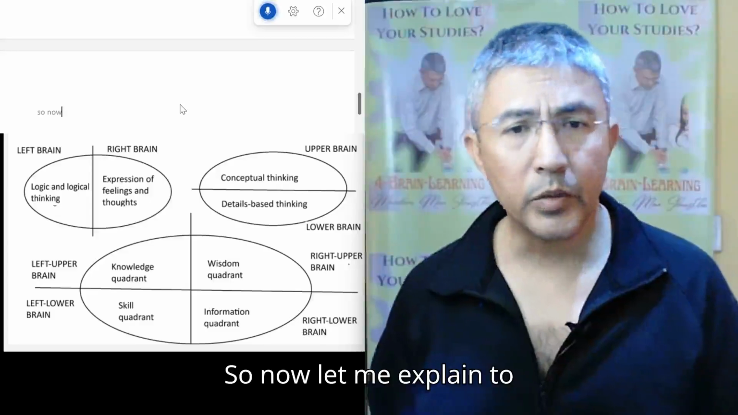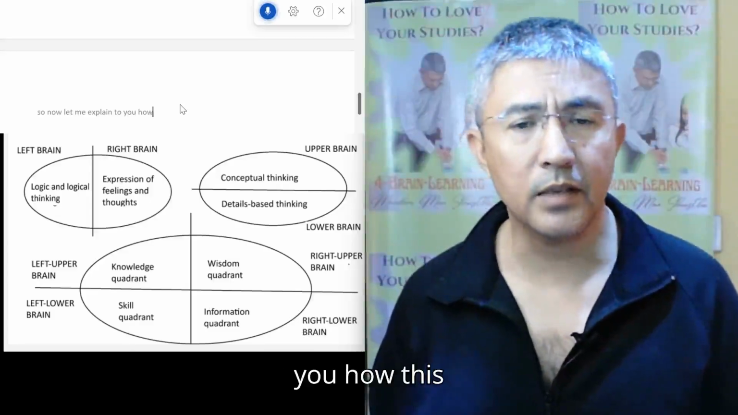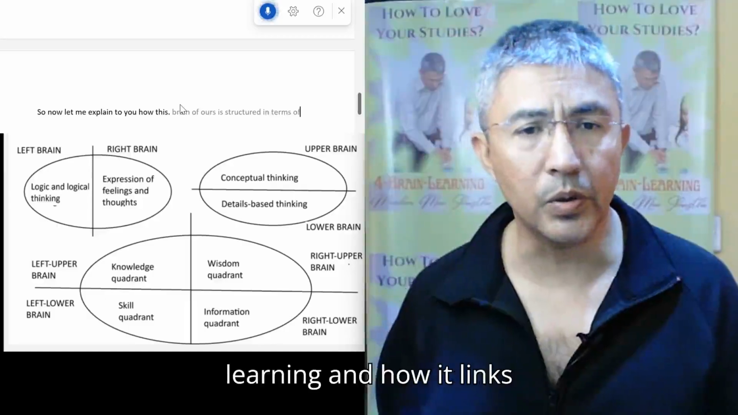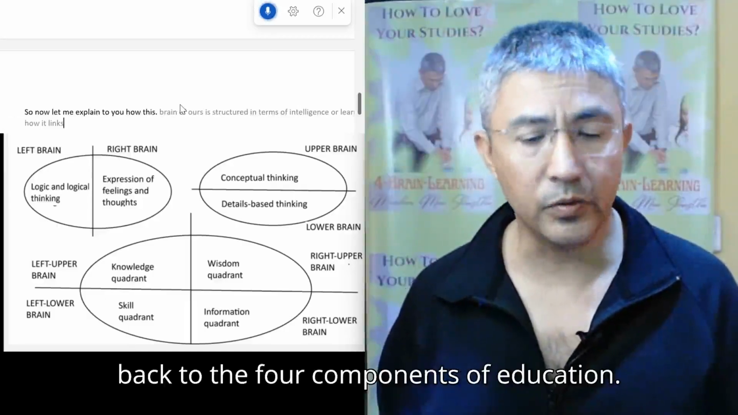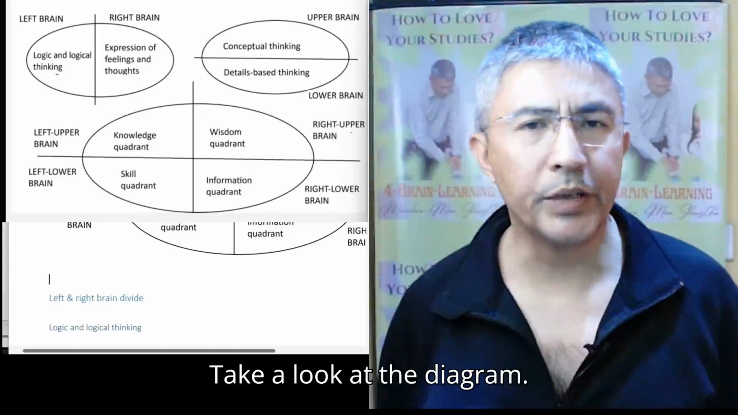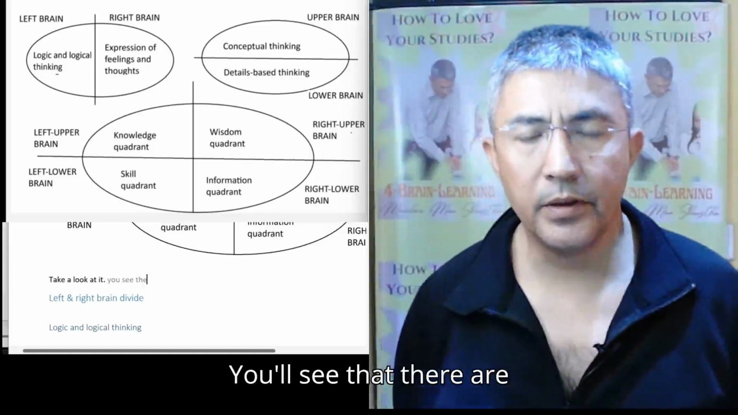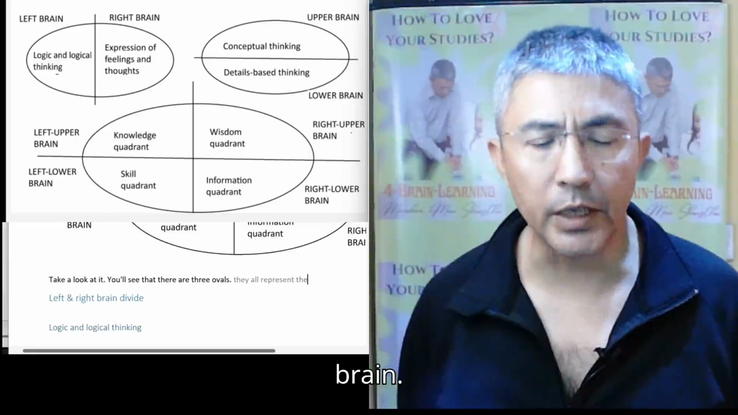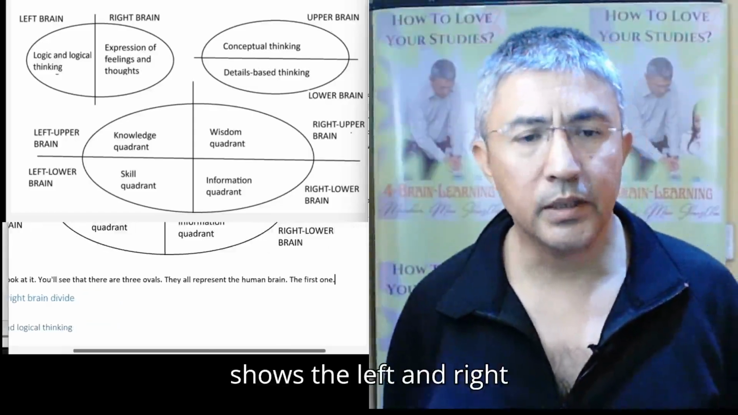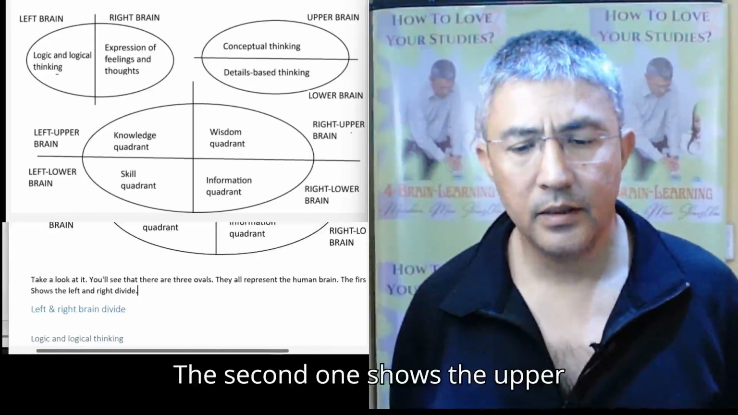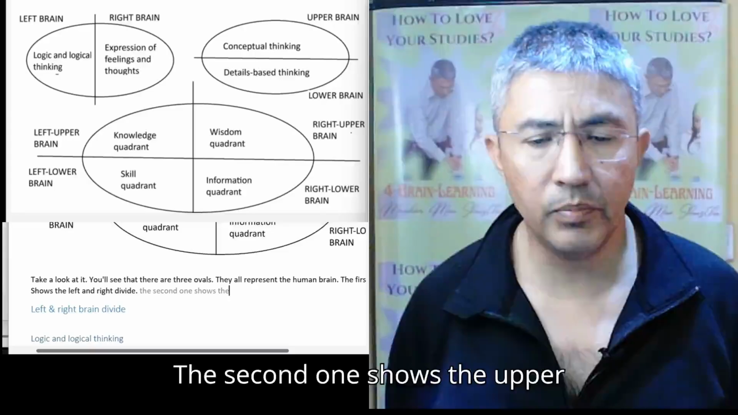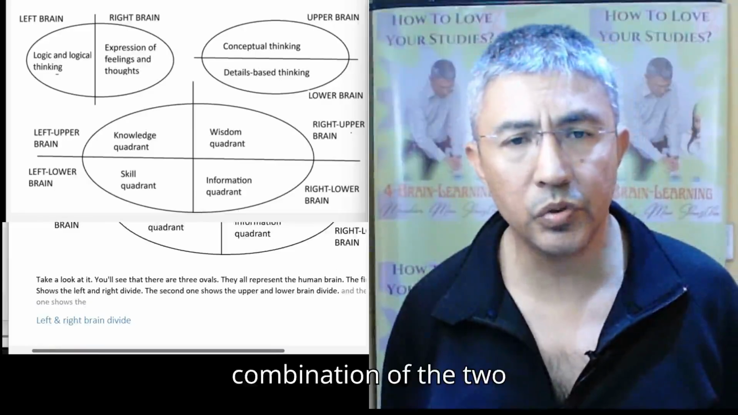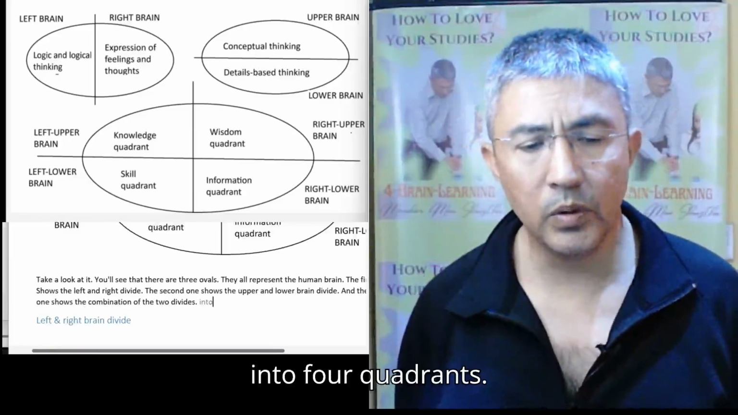So now, let me explain to you how this brain of ours is structured in terms of intelligence or learning and how it links back to the four components of education. Take a look at the diagram. You'll see that there are three ovals. They all represent the human brain. The first one shows the left and right divide. The second one shows the upper and lower brain divide. And the third one shows the combination of the two divides into four quadrants.